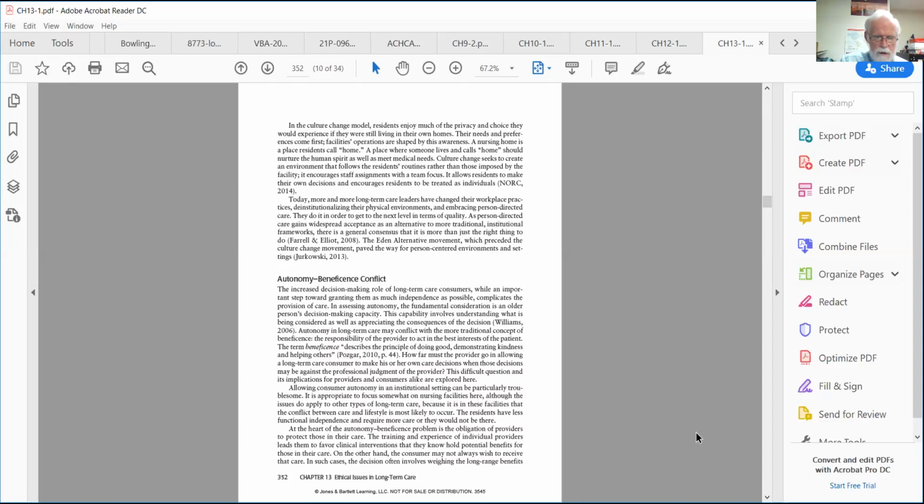The whole concept of beneficence here, which is the principle of doing good and demonstrating kindness and helping others, does conflict to some extent with the autonomy of the patient. And we see this especially with patients with various forms of dementia, who are physically capable but mentally not capable of making good decisions. How do we help them not be in a position of making decisions that can harm them? So this comes into protecting providers, protecting those that are in their care.